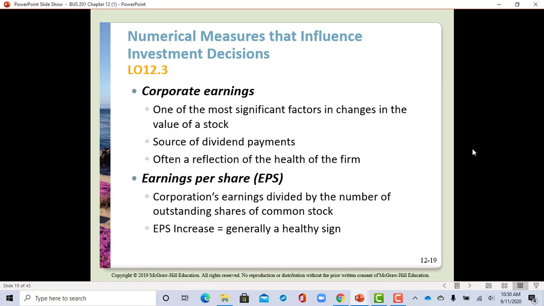So corporate earnings. If you're looking up Coca-Cola stock on Yahoo Finance, and it's showing that there is some corporate earnings, positive equals good for corporate earnings. The more, the better. And then earnings per share will also be in there. If earnings per share increased, then that's a good sign.